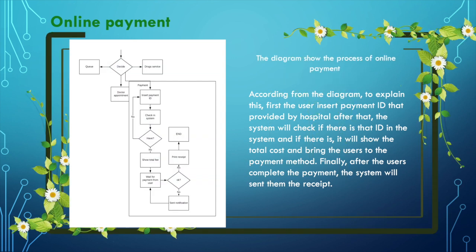Online payment. According to the diagram, to explain this, the user inserts the payment ID provided by the hospital, and then the system will check that the ID is valid. Then it shows the total fee and brings the user to the payment method. Finally, after the user completes the payment, the system will send them a receipt.